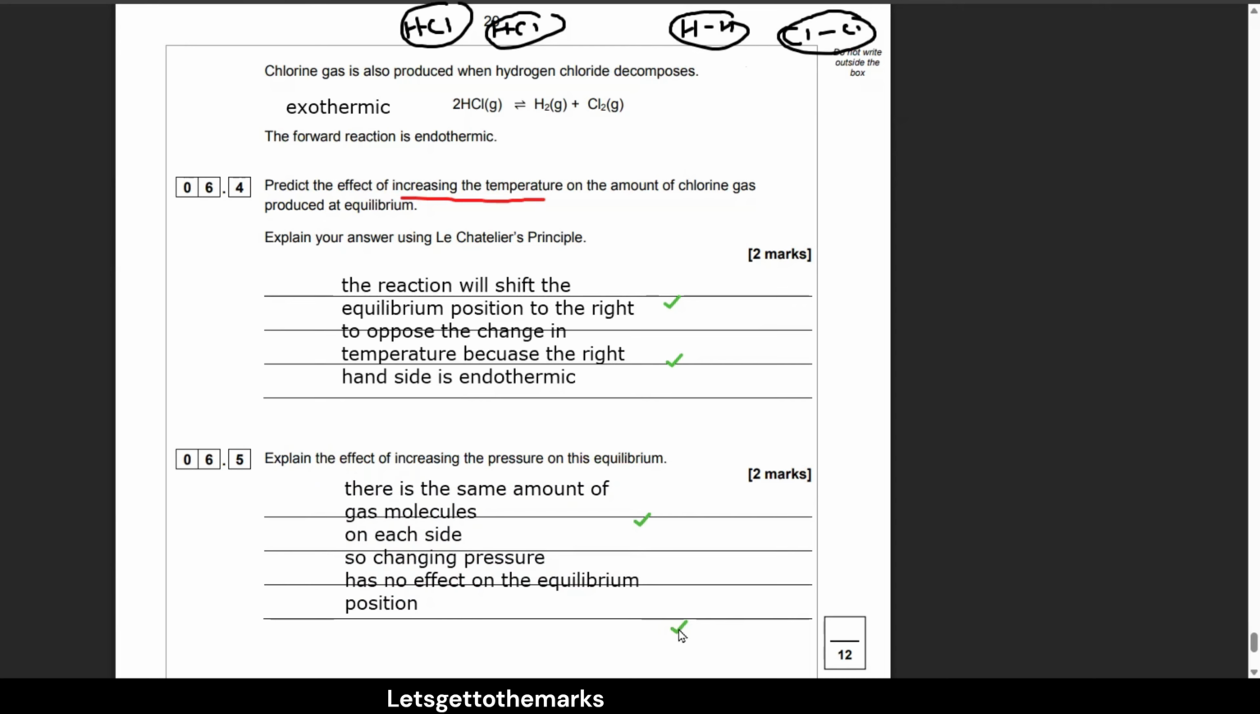You have to use the technical language because changing the pressure will have an effect on the reaction in something called reaction rates, which is in paper two. So when you increase the pressure, you always increase the speed of the reaction because the particles are going to be smashing together more quickly, more frequent collisions. But specifically, it has no effect on equilibrium because the pressure is even on both sides. So equilibrium and reaction rate are two different things. So watch out for that.